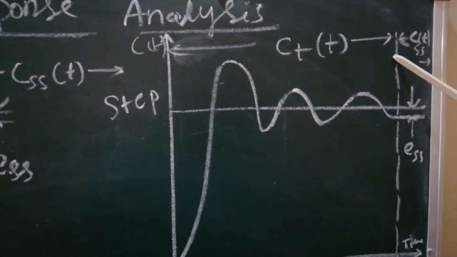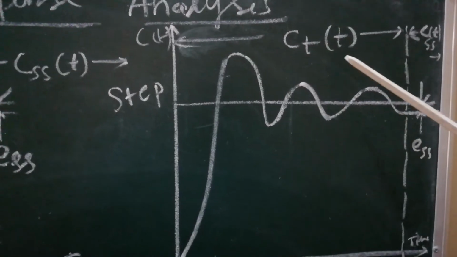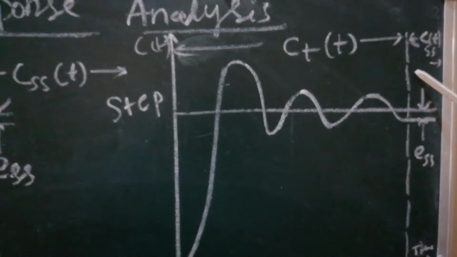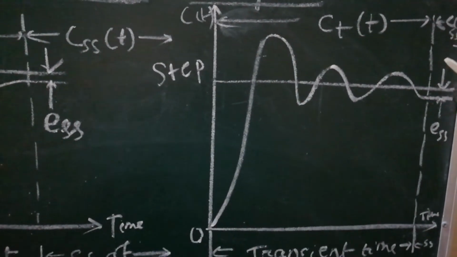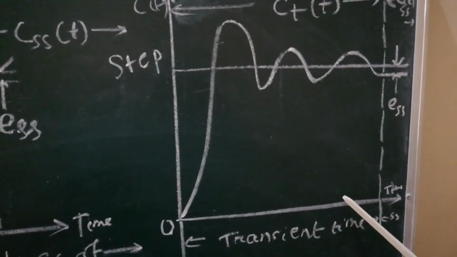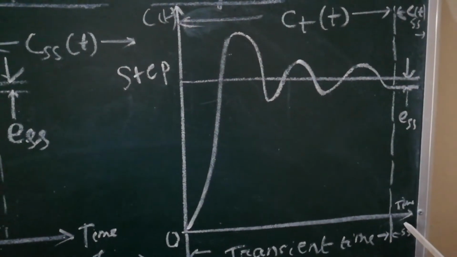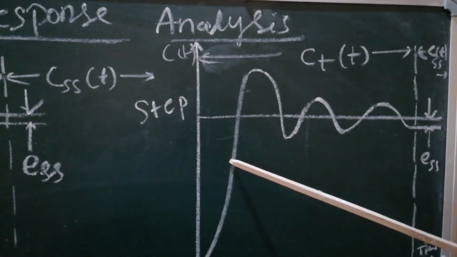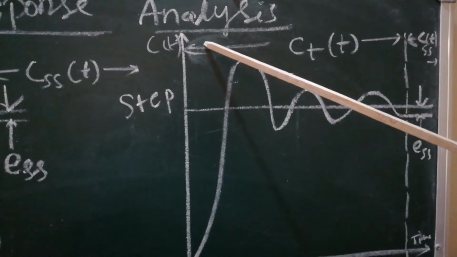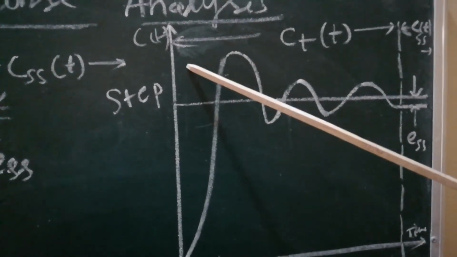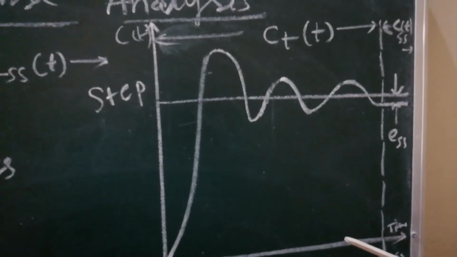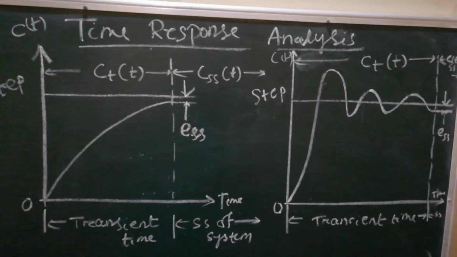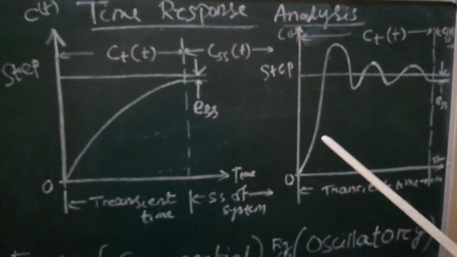So up to here this is the transient time response or c_t(t), and after that this is c_ss(t), the steady state response. Okay friends, so this way here also in the x-axis or abscissa we are taking the time, and in the ordinate or the y-axis we are taking the time response. So time versus time response. The figure is about time and time response. So don't be confused, and please try to grasp all these things.